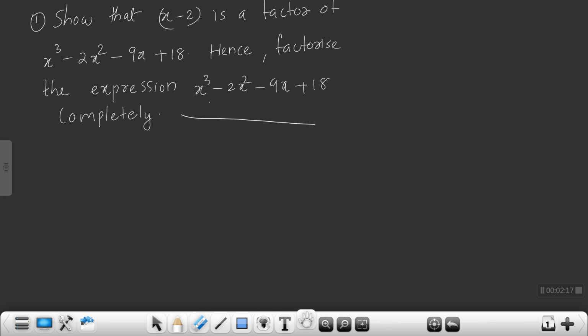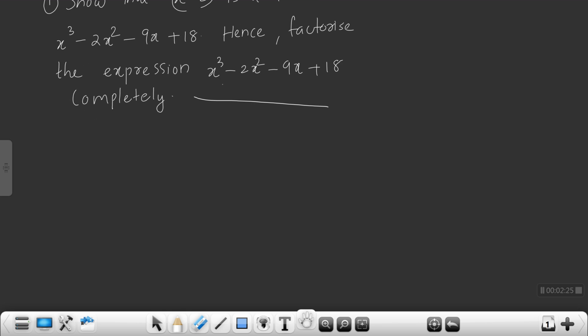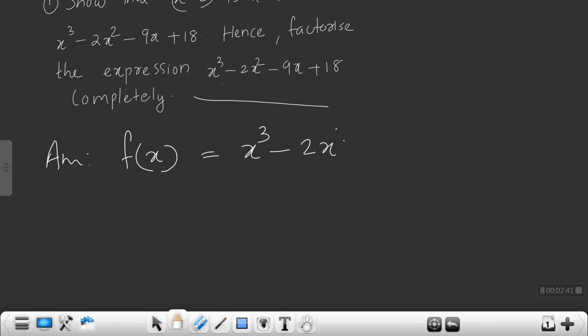In the question, first we want to show x minus 2 is a factor. Using factor theorem, we can prove it. First we want to write our f of x. Our f of x is x cube minus 2x square minus 9x plus 18. We want to show x minus 2 is a factor of this polynomial. For that, we want to prove f of 2 equals 0.